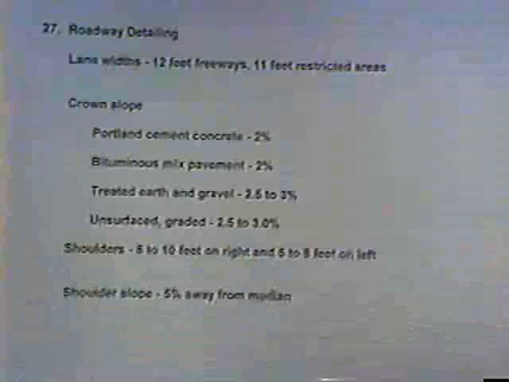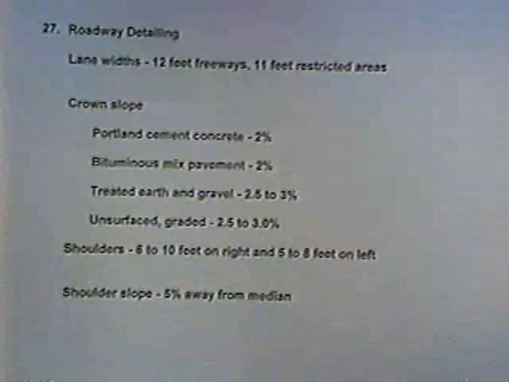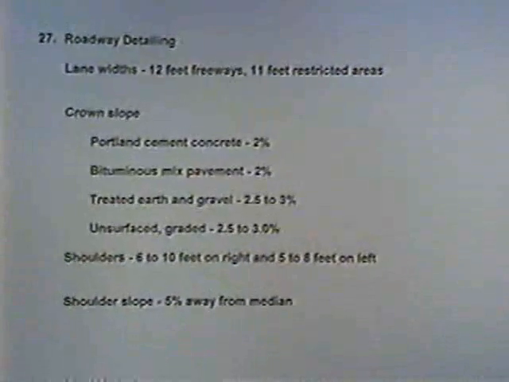Let me move on to section 27 in your manual and in your notes there. And the manual calls it roadway detailing. Just gives you some ideas of some typical design parameters that we try and build into our highways. Lane widths of 12 feet on freeways, and really on most major highways. We use 11 feet in restricted areas.